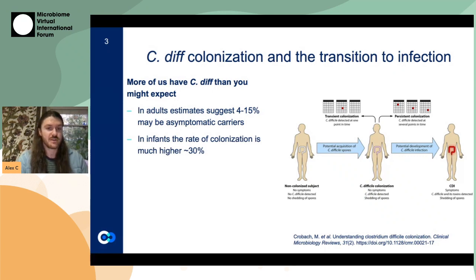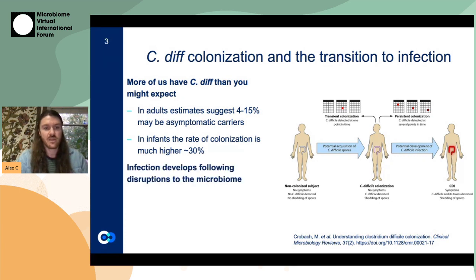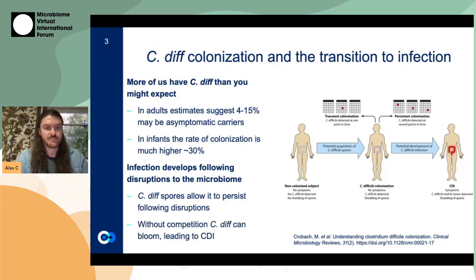In infants, actually, the rate of colonization is much higher. Many infants have C. diff in their guts, and then as they develop, they lose C. diff. And really, the trajectory from colonization to infection occurs when there are perturbations, as I mentioned. Part of the reason for this is that C. diff is a spore-forming organism, and those spores can persist following disruptions, allowing it to survive the disruption and then bloom in the absence of any competition.